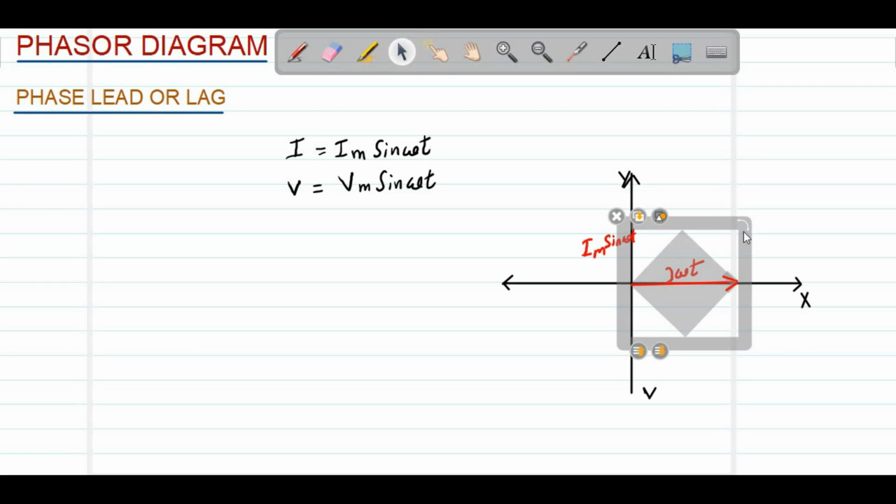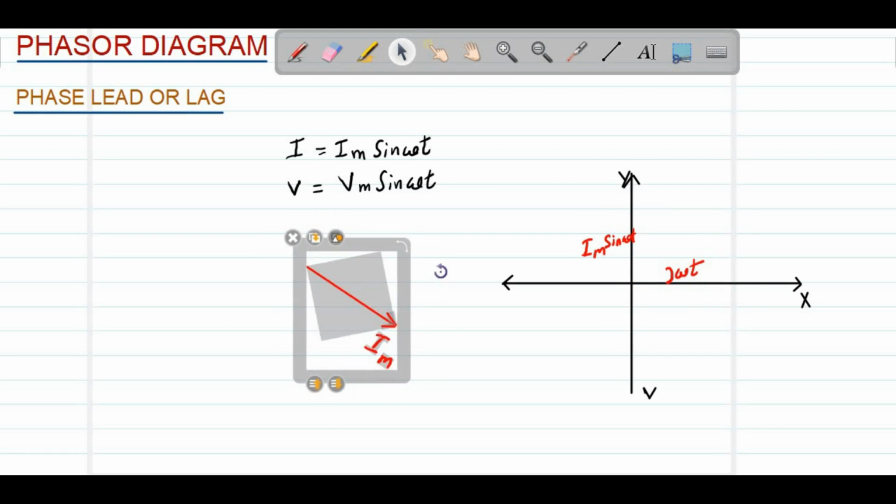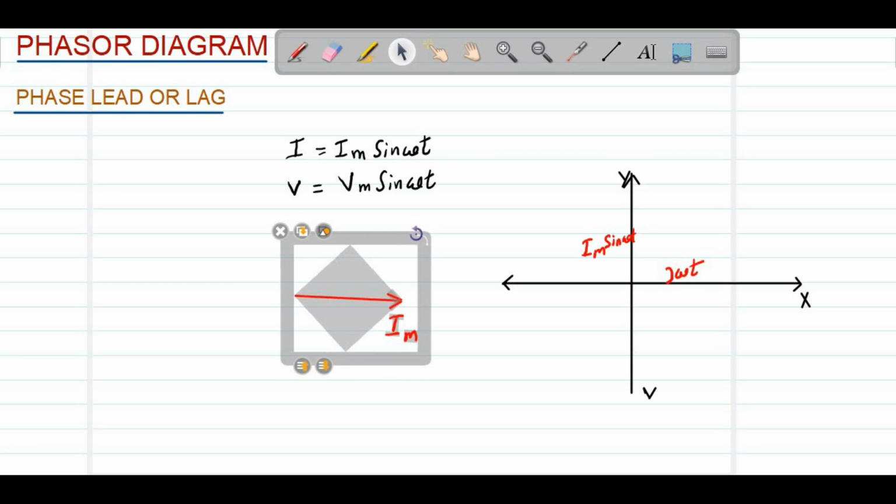So we can get the instantaneous value of current on the y-axis as the component of this vector Im, the peak value of current. The component of the peak value of current phasor vector on the y-axis will give the instantaneous value of current. You can see that as the phasor rotates like this, the instantaneous value of current will keep on changing. At this moment, that is at this angle, suppose initially the phasor is like this.